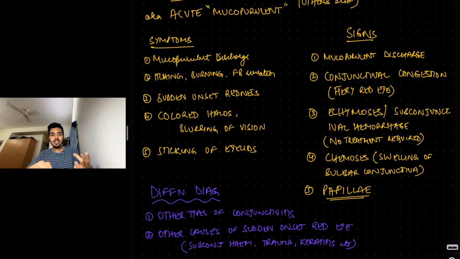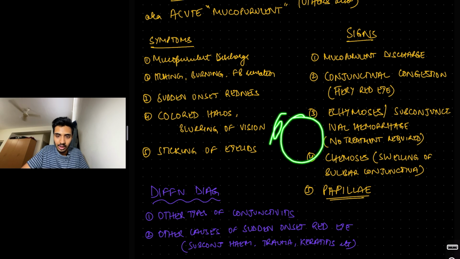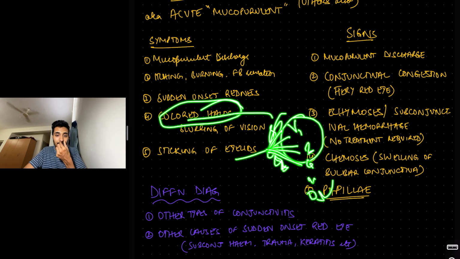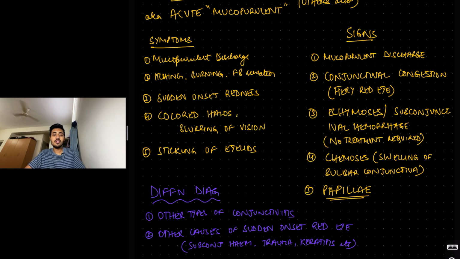And one more thing is, because of the mucopurulent discharge, it comes and sits over the eyeball. And this mucopurulent discharge over the eyeball acts like a layer of fluid. So it splits the light, it disperses the light into VIBGYOR. So that causes colored halos. The colored halos and the blurring of vision are all because of the mucopurulent discharge that accumulates over the eye, that splits the light and scatters the light, etc.